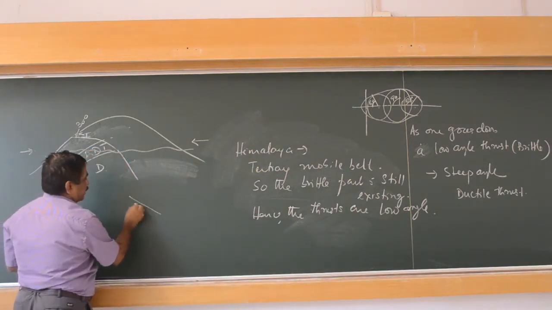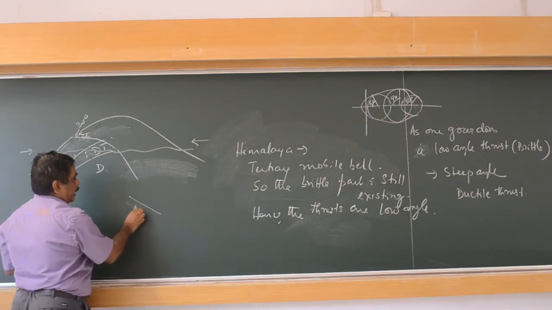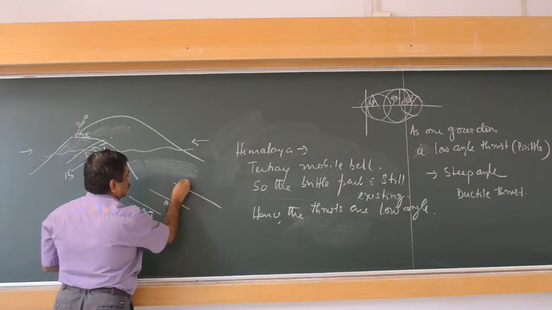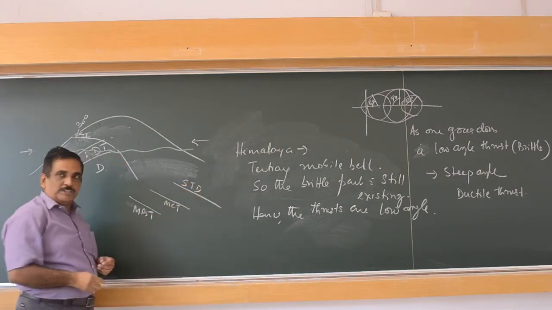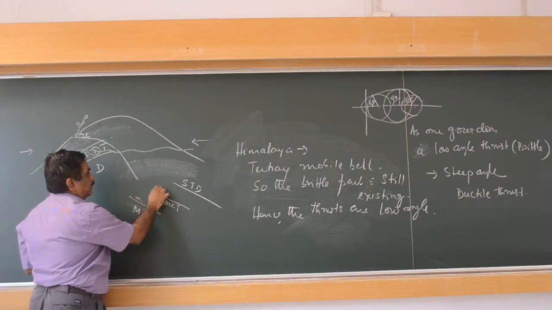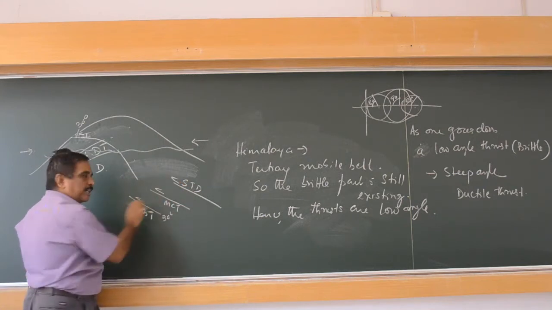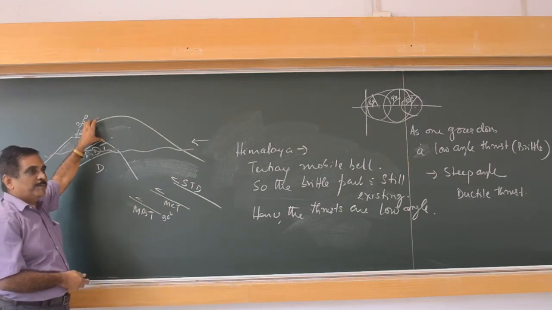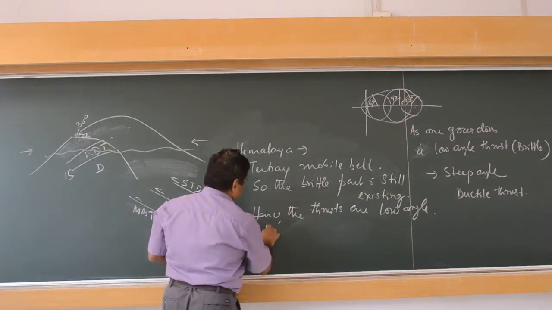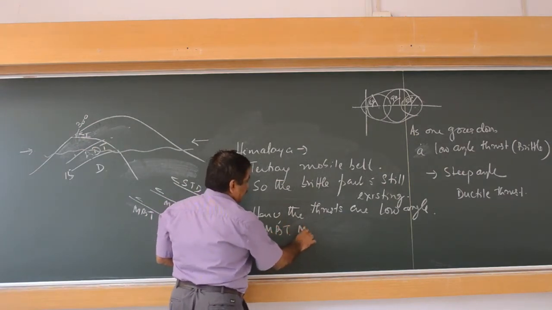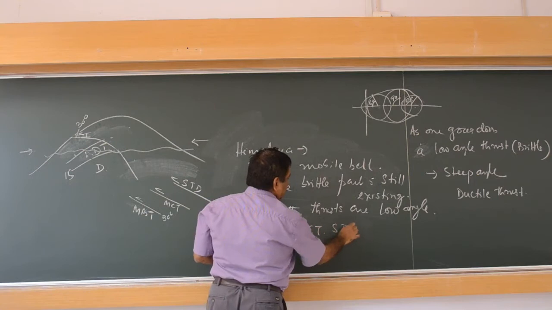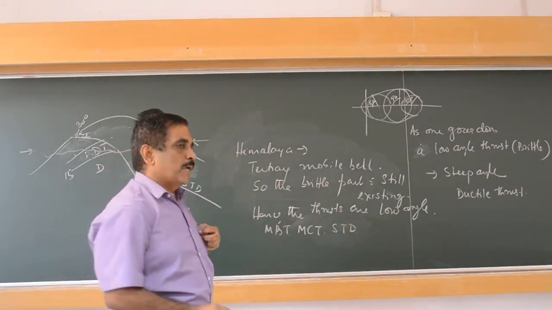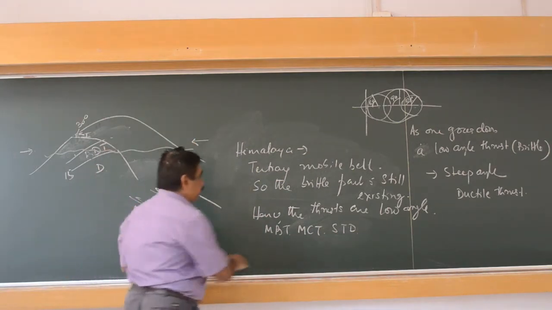You have MBT, then you have MCT, then Southern STD. These are thrusts. What is the angle? Around 30 degree inclination, because you are seeing this part of the crust in case of Himalaya. So examples are your MBT, main boundary thrust, main central thrust, southern Tibet detachment. It's a very low angle. But if you go to, I will remove this part.